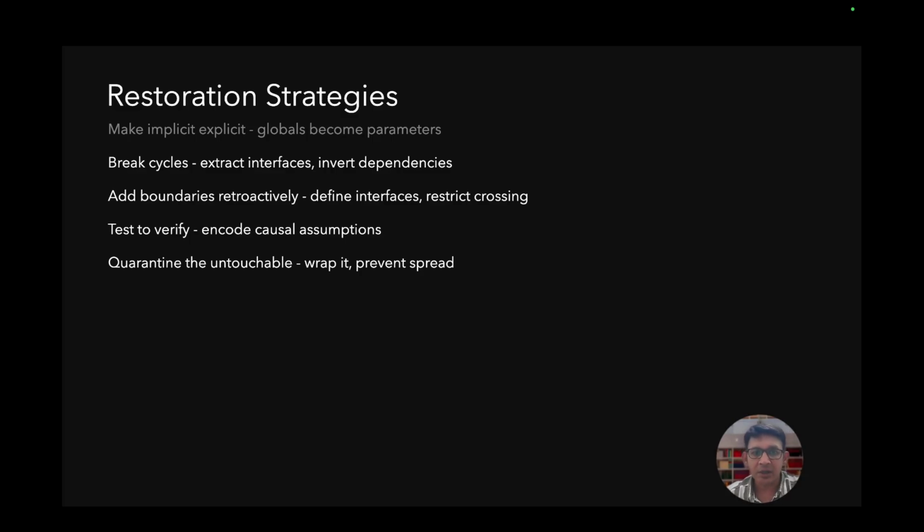Add boundaries retroactively. Identify clusters of functions that work together. Draw boundaries around them. Define interfaces. Restrict what crosses the boundary. Turn an amorphous system into modules with clear causal relationships.